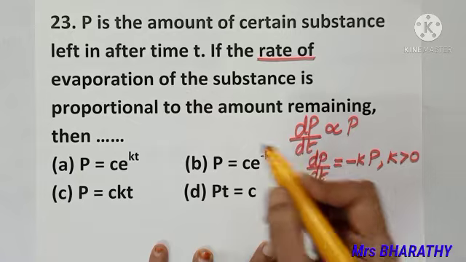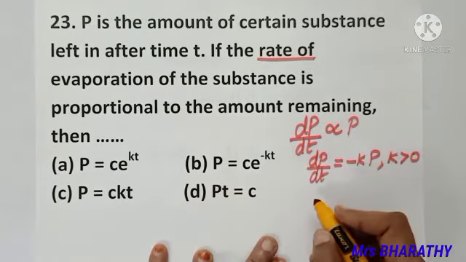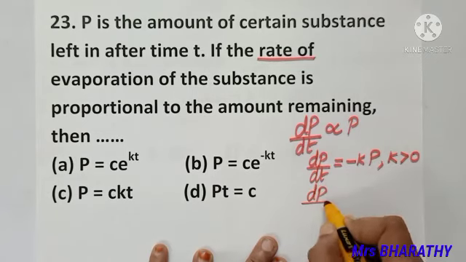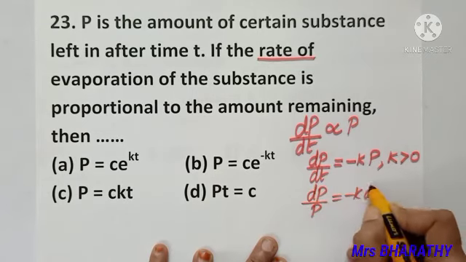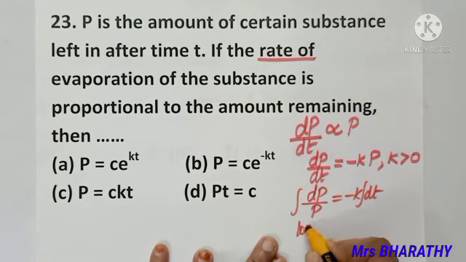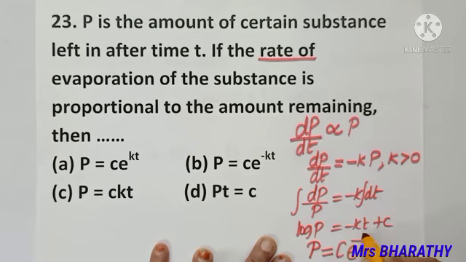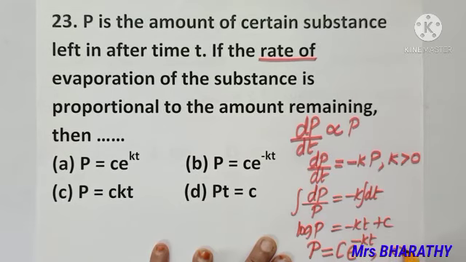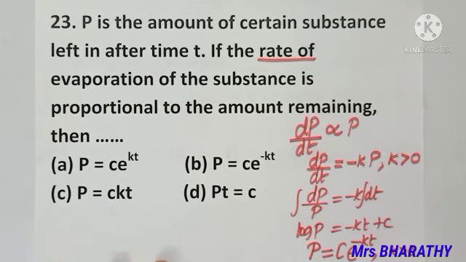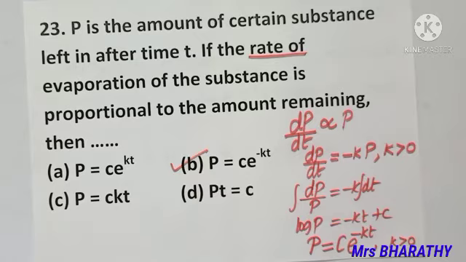Why do we put the minus symbol? It is evaporation. It keeps on decreasing. The next step, dp by p equals minus k dt. As we integrate, I get log p equals minus kt plus c. Raising to the power e, we get p equals c e power minus kt, where k is positive. So out of the 4, option B is the right choice.